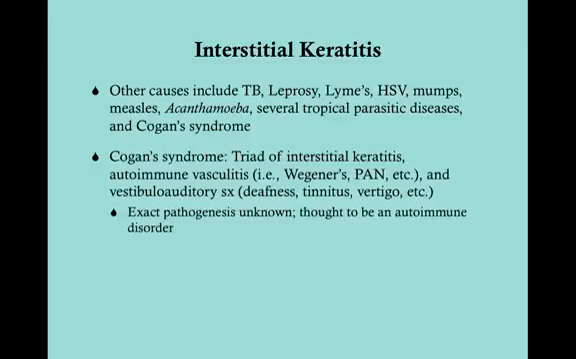And then Cogan syndrome. Cogan syndrome is a unique one in that this is not necessarily infectious, but it's autoimmune, most likely. And this is a triad of interstitial keratitis, as well as the presence of an autoimmune vasculitis condition like Wagner's or PAN, and then also vestibulo-auditory symptoms. So usually the patient will be deaf and then have vertigo as well. Like I said, the exact pathogenesis is unknown, but Cogan syndrome is a cause of interstitial keratitis.